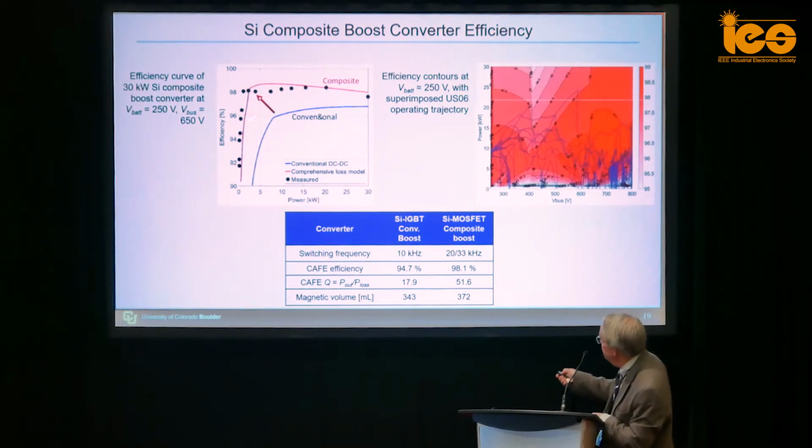For the conventional curve like that, we get this Q, or average output power over average loss, of 17.9, and with a composite approach and that kind of efficiency curve, we improve that by a factor of, what, 3 to 4, to 51.6. This is with essentially the same magnetics volume, just a different topology. So the average efficiency over the drive cycle goes from a little under 95% to a little over 98%.